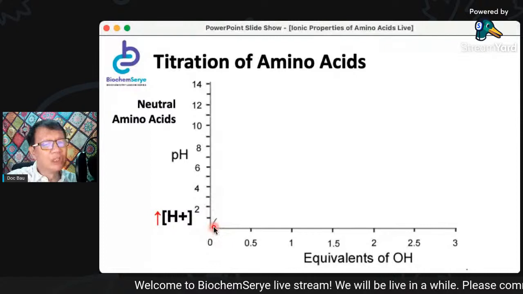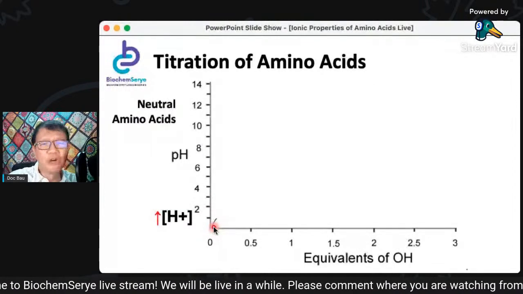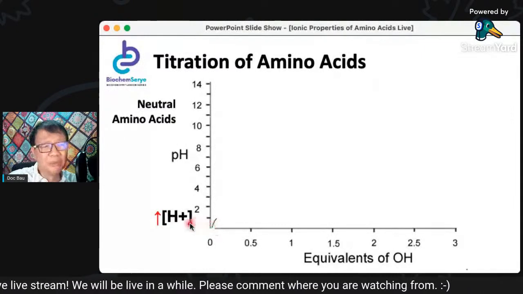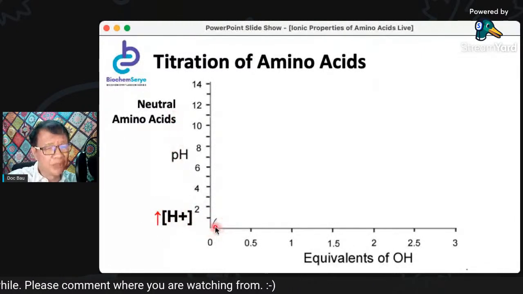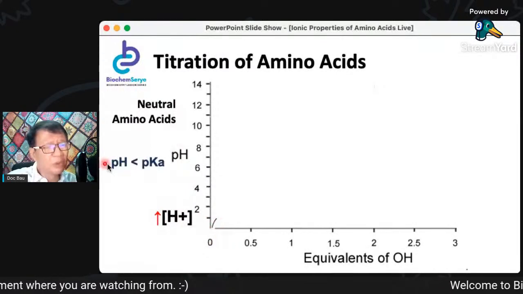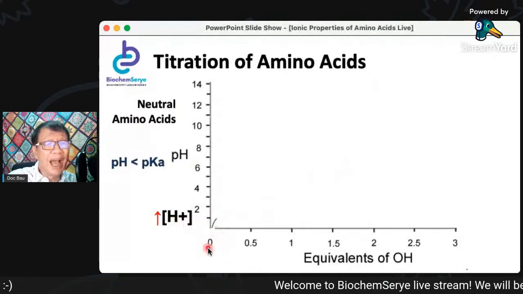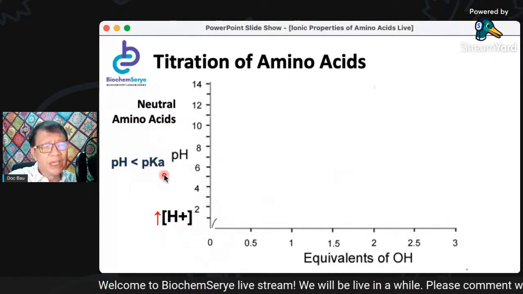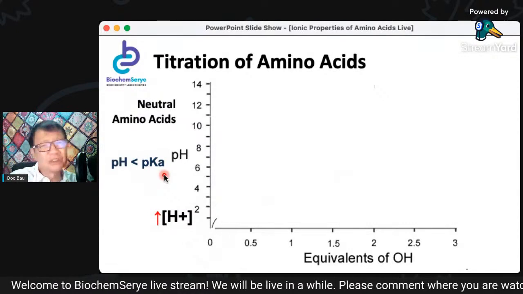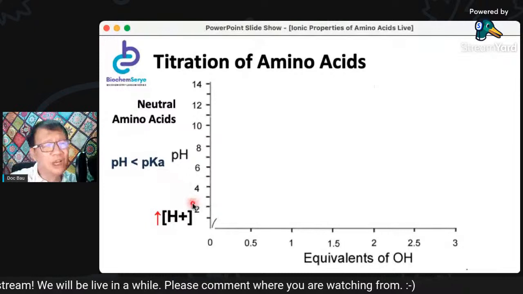When you have very, very low pH, you know what pH means, right? pH is the negative log of your hydrogen ion concentration. So if your hydrogen ion concentration is very, very high, your pH is very, very low. We will go to pKa later on. Most probably the pH will be below the pKa. The pKa is the dissociation constant of that particular functional group. We'll go to that later on.